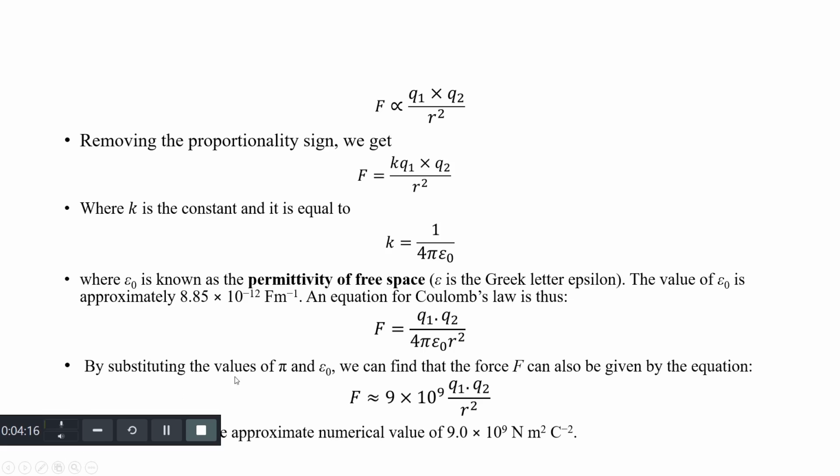By substituting the values of pi and epsilon naught, we can find that the force can also be given by the equation F is equal to 9 into 10 raised to power 9 Q1 multiplied by Q2 divided by r square. So this numerical value is 9.0 into 10 raised to power 9 Newton meter square per Coulomb square.